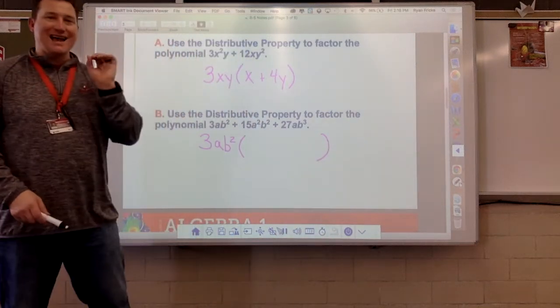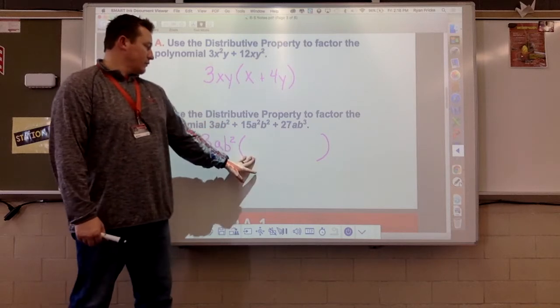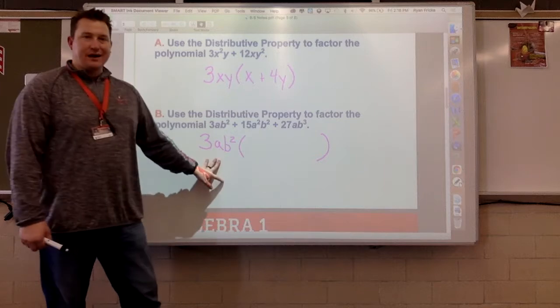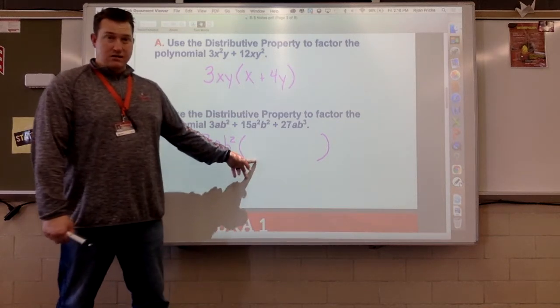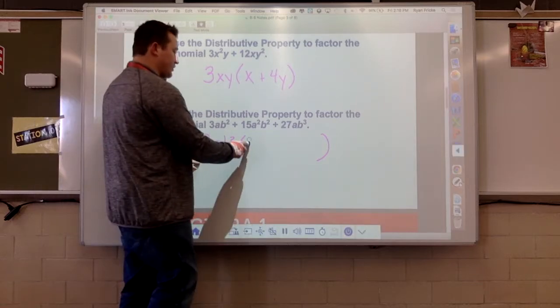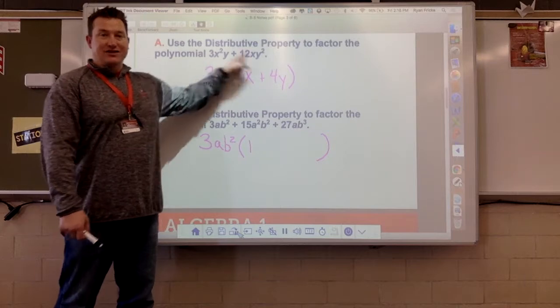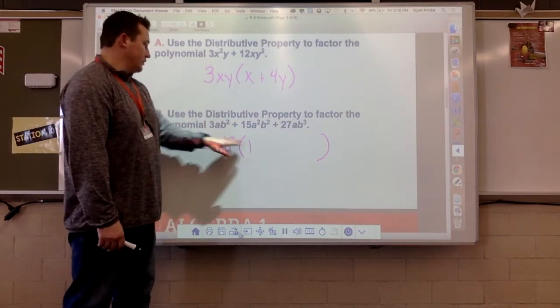Bear trap, waiting to happen right here. Bear trap. Everything cancels out here. So does that mean I don't put anything here? It means you put a 1 there. Remember, you check your answer, apply the distributive property here, right? Okay, so that makes sense.